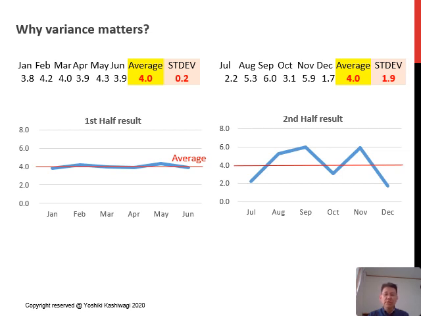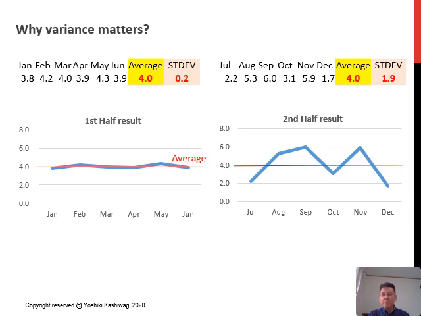But is that all you want to know? If you are a business person, maybe not. So what else do you need? In this case, you may be aware of the variance from average of each month's result. So how can you show the distribution or variance from the average in each month? If you take the standard deviation of the first half result, which is 0.2, I believe this is relatively small compared with average 4.0.